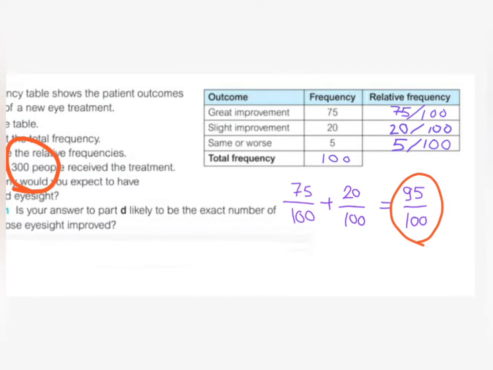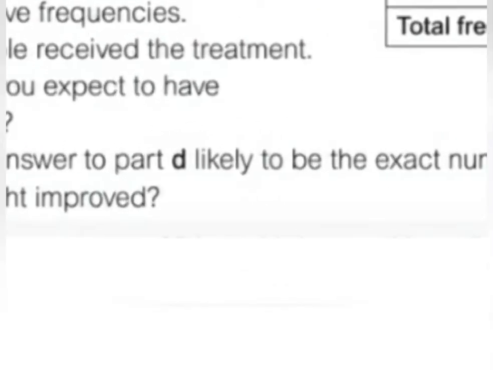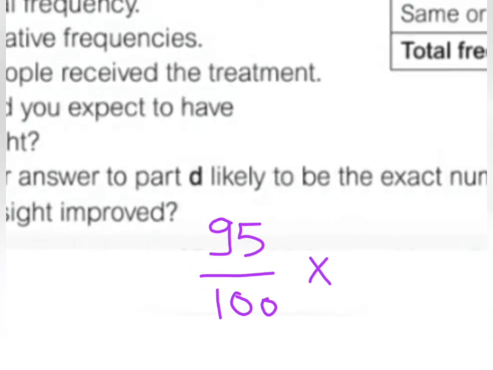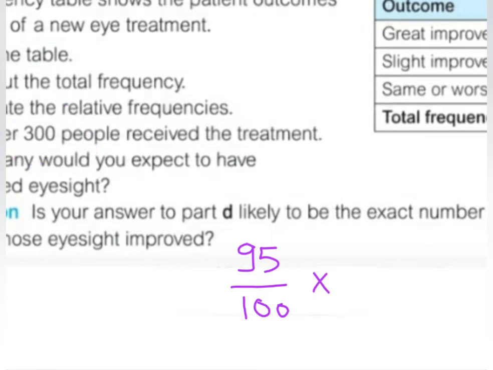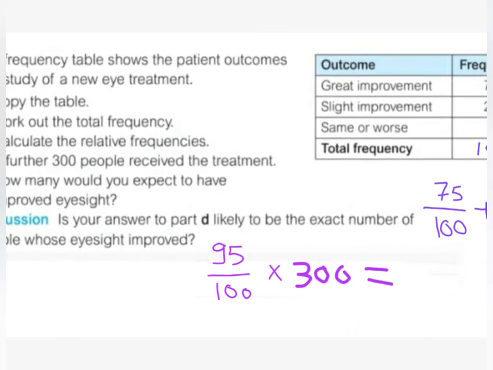Now, 95%, let's take it, put it here, or 95, sorry, 95 over 100. Let's stick it here. Yes, 95 over 100. And multiply it by the number he gave you, which is 300. So it's going to be 300 here. And your answer will be the number of people who had improved, or the ones that we expect to be improved out of these 300.